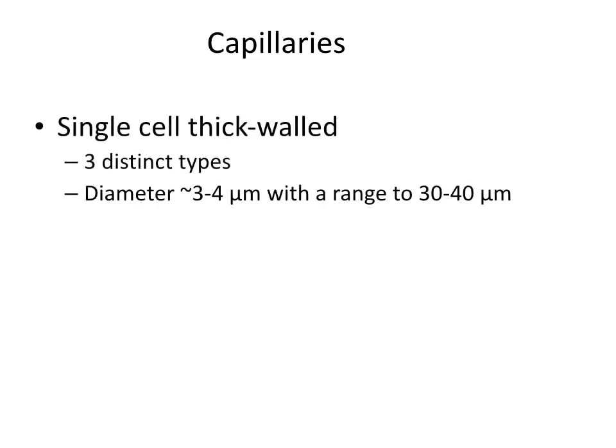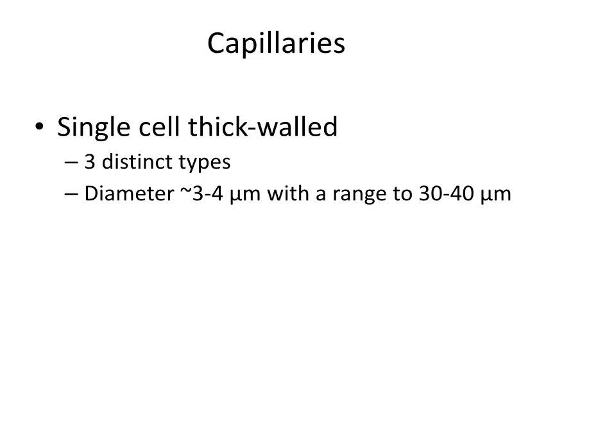The last type of vessels are the capillaries. The capillaries are single-celled tubes, or single-celled lumens. The reason for the single-cell issue, meaning there is one epithelial cell on top of a basal membrane, is to maximize the rate of diffusion. The rate of diffusion is inversely proportional to the distance that it has to travel.